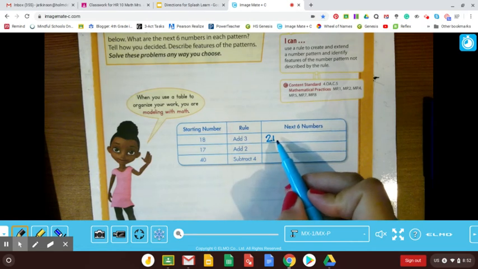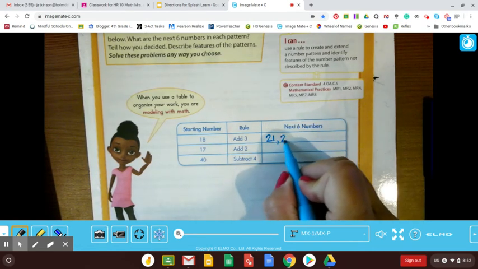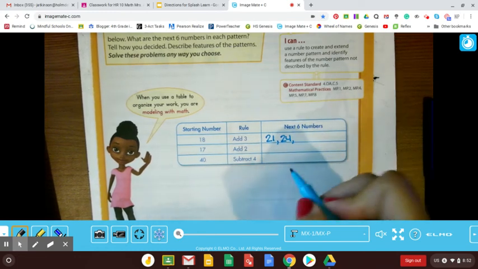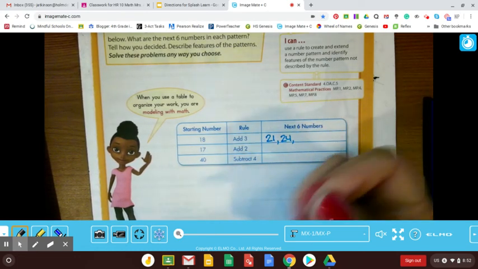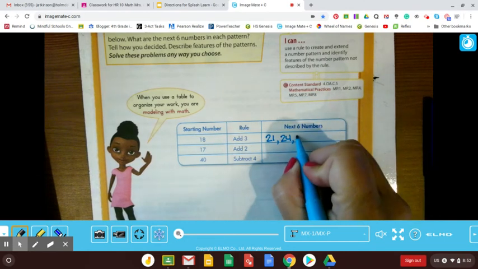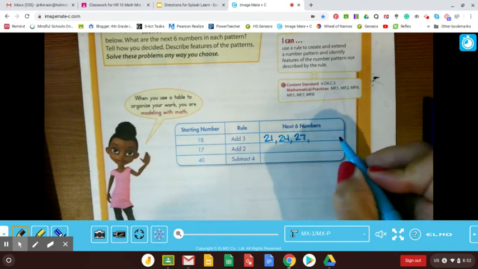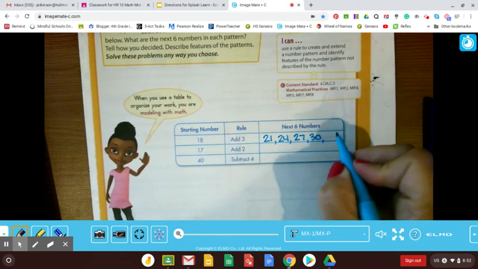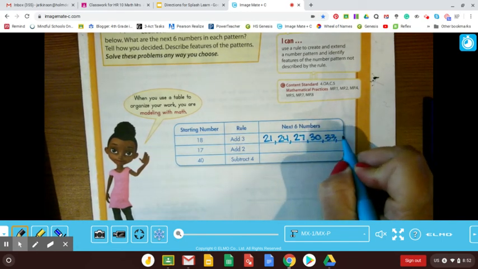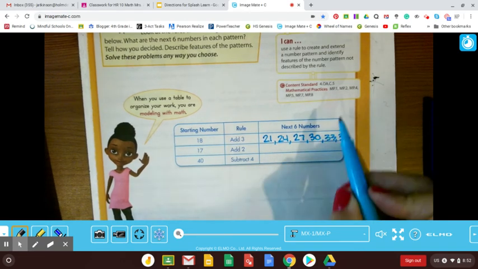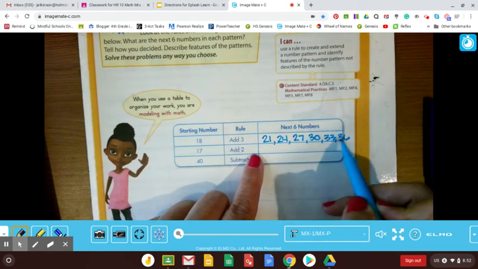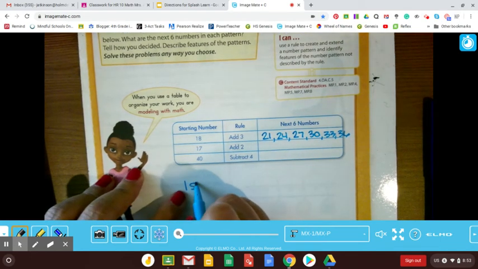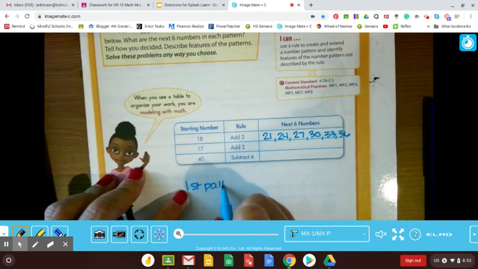And then 21 plus 3 would be 24. 24 plus 3, count up using your fingers if you need to, 24, 25, 26, 27. 27 plus 3, plus another 3, that's an easy one, plus another 3. Let me see, do I have 6? 1, 2, 3, 4, 5, 6. Yes. All right, so in our first pattern, what is a feature that we notice?